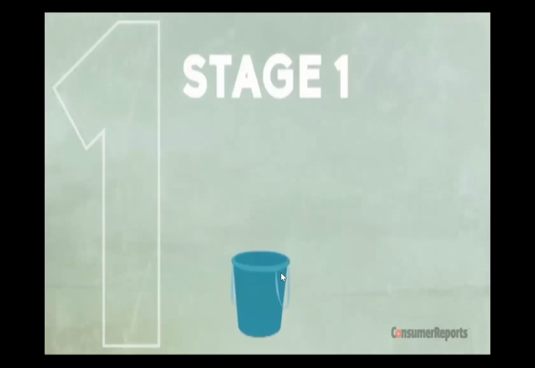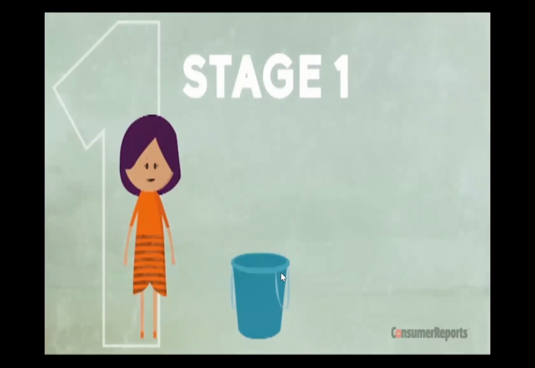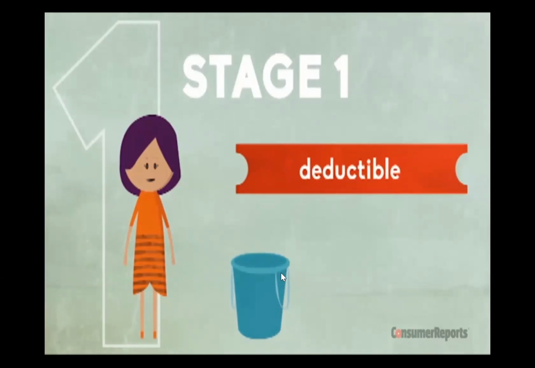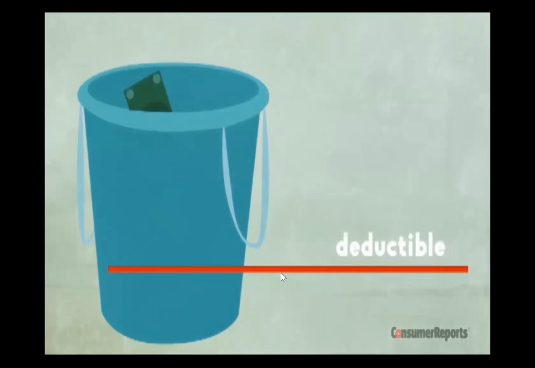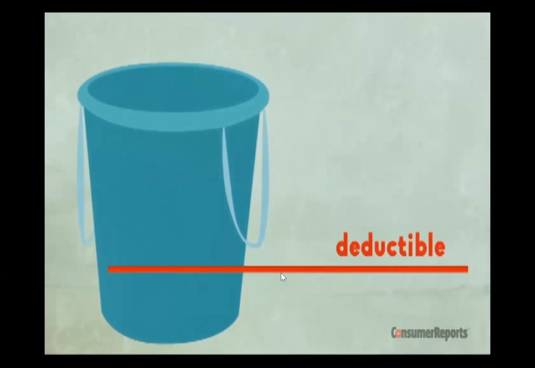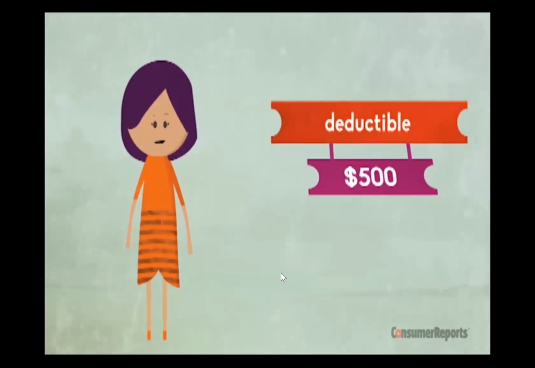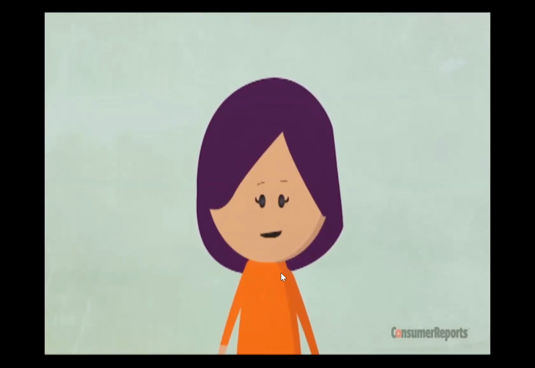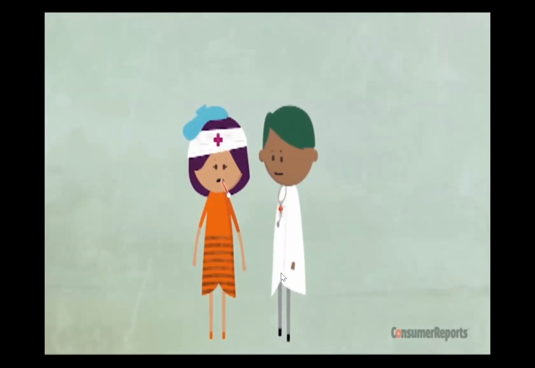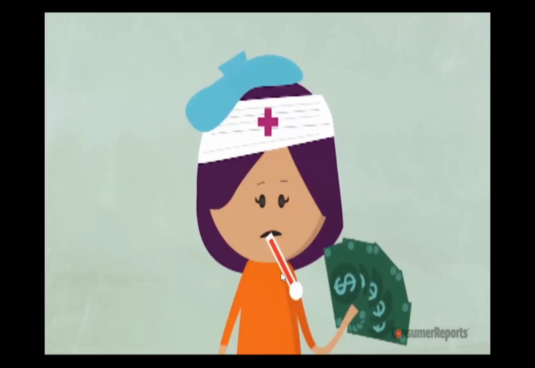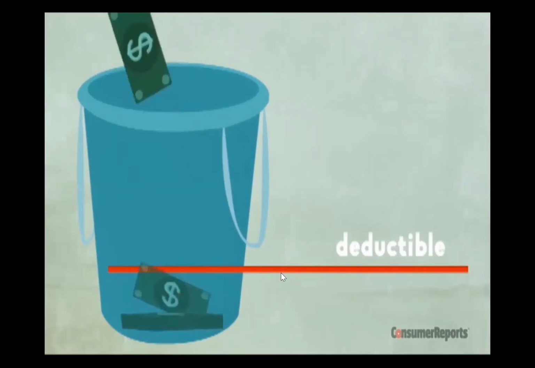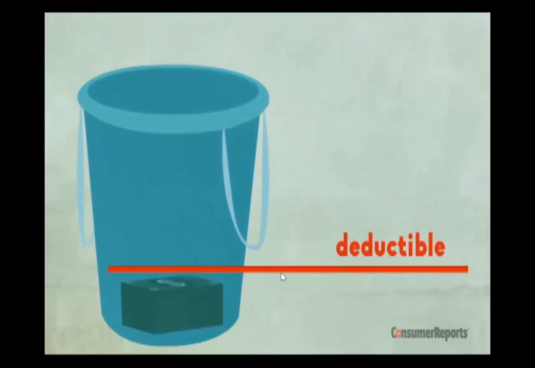In the first stage, at the beginning of the year, you pay for most of your health care until you reach your deductible. Remember that word? Deductible. A deductible is the amount of money you have to pay for your care before the insurance company will share the costs. So let's say your deductible is $500. That means almost every time you get health services, you will pay for all those services until you've paid a total of $500. It's like you're filling up a bucket. Once you add enough to that bucket so that you pay your whole deductible, then everything changes.